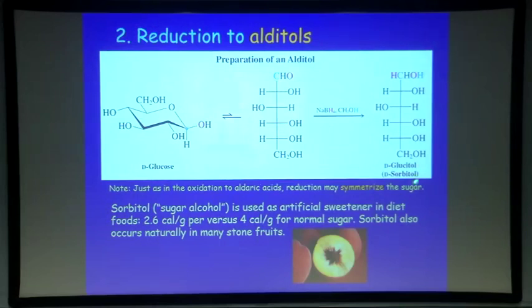Notice that this reduction also potentially symmetrizes the sugar, okay? Because now both top and bottom are hydroxymethyl. So again, if all the OHs are arranged in such a way that you can put a mirror plane through the molecule, then in fact that alcohol would be achiral. Okay? The name for these is alditols. So we've done aldonic acids, aldaric acids, and now alditols for the ones where the aldehyde function is reduced.